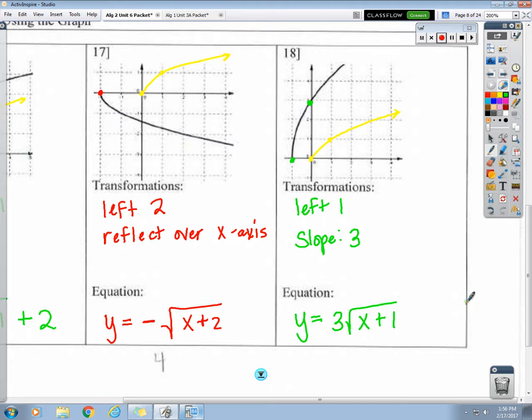Okay, next Thursday when we're back, I'm going to finish up this stuff. Friday we're having the quiz. And then the next Monday we're moving on to solving, like algebra stuff. No more graphing. Okay?